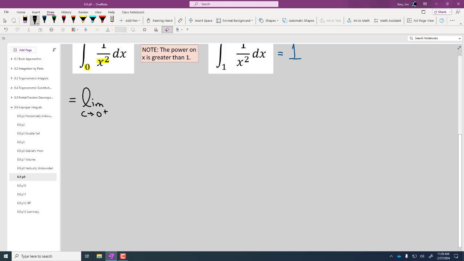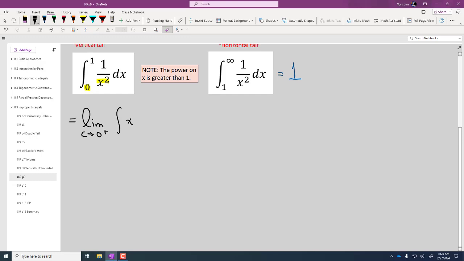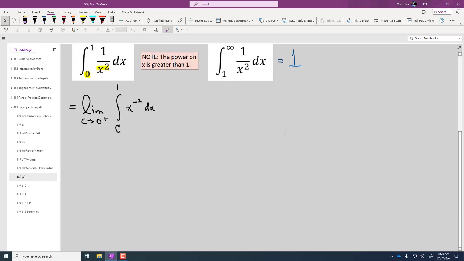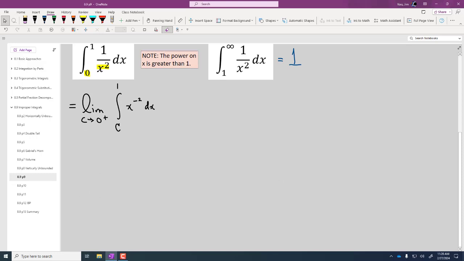All right. And then we're going to rewrite this. So this will be an x to the negative 2 dx. And we're going to go from c to 1. So c to 1 is this region in here. We're going to find a function of c that represents that area. And then we're going to take its limit as we go to 0 from the right.